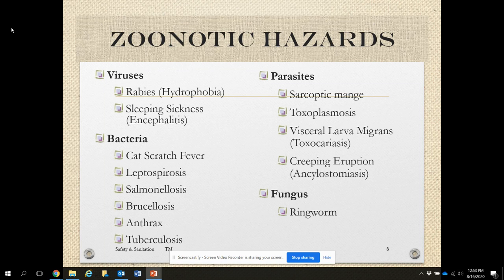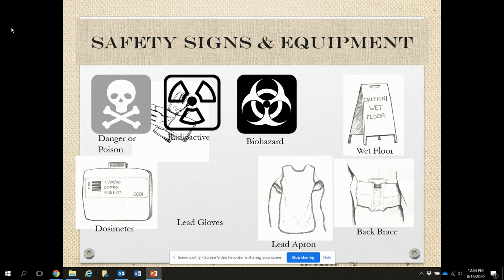So, safety signs and equipment. These are things. Oh, my slide is messed up. All right. Well, I will fix that. These are things you need to be aware of.